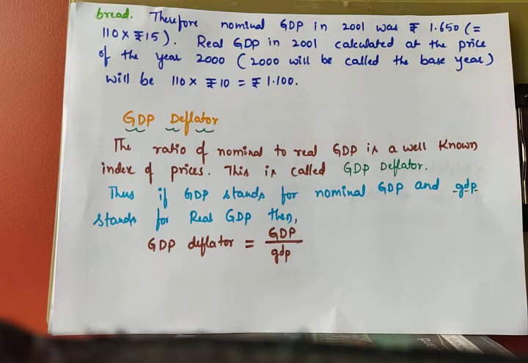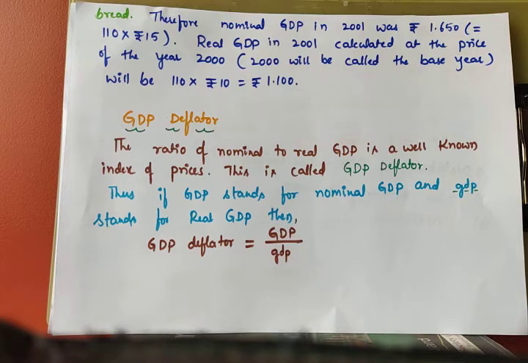Here 2000 will be called the base year or real GDP, and 2001 will be called the current year or nominal GDP. Okay, that was simple. It can ask for 2 marks: nominal and real GDP.